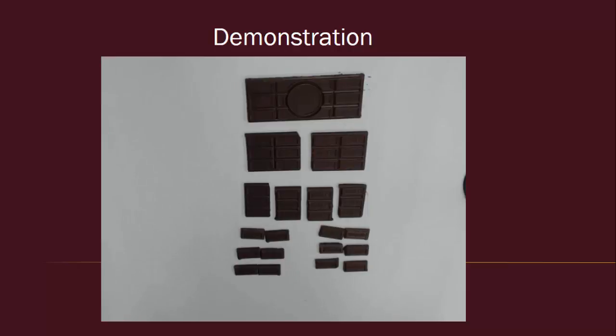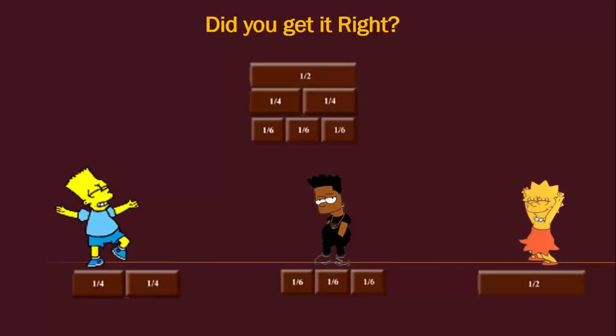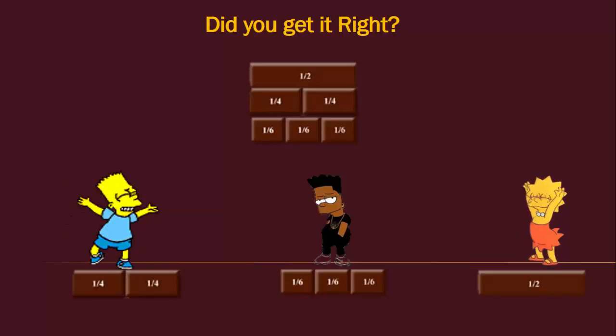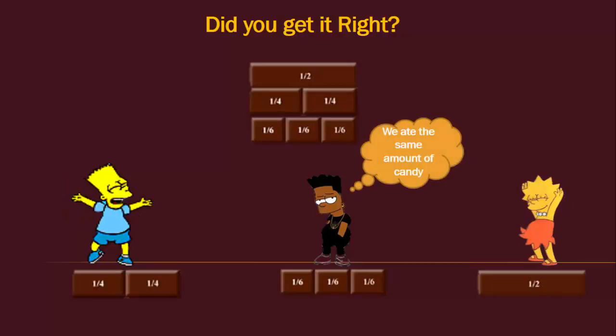So, did you get it right? Did you get it right? See, you had a half and 1/2, and you had 1/4 plus 1/4 equals 2/4. Then you had 1/6 plus 1/6 plus 1/6 gave you 3/6. And as you can see, Alvin, JP, and Alexis are just as happy as they could be because they all ate the same amount.